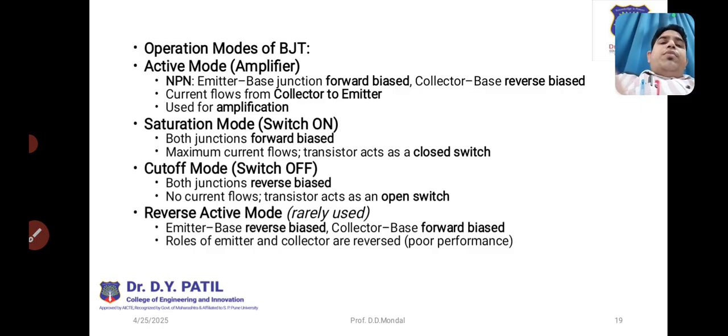It works in three modes: active, saturation and cutoff mode. Active mode means J1 is forward biased and J2 is reverse biased. Then it works in active mode. In saturation mode, J1 and J2 are both forward biased, and in the cutoff region, J1 and J2 are both reverse biased. It works as an open switch.